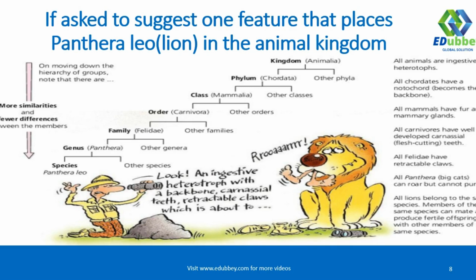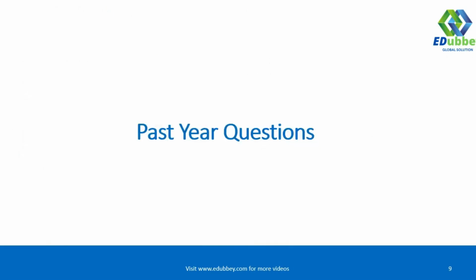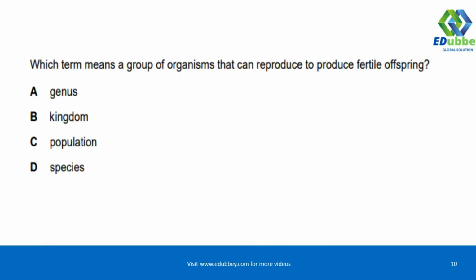And if also asked, members of the same species can mate to produce fertile offspring. That is, you only get to see members of the same species giving rise to the same kind of species. That is linked with reproduction. Some past year questions that I have attached to this video. The first question I have here, which is a Cambridge question, says which term means a group of organisms that can produce fertile offspring.